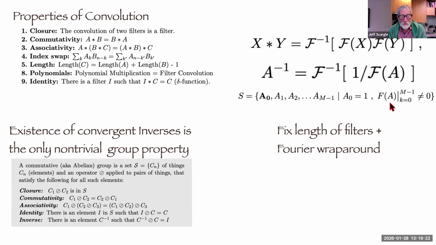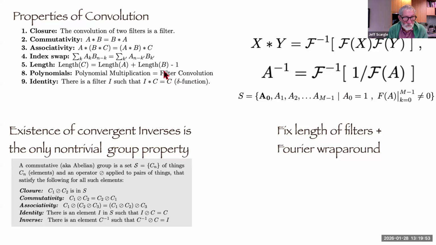But another problem with a group is that if you allow filters to be infinitely long, then even with this inversion, you get cases that clearly don't converge. The case where the first order autoregressive filter has A bigger than 1, that diverges if you let it go to infinity.